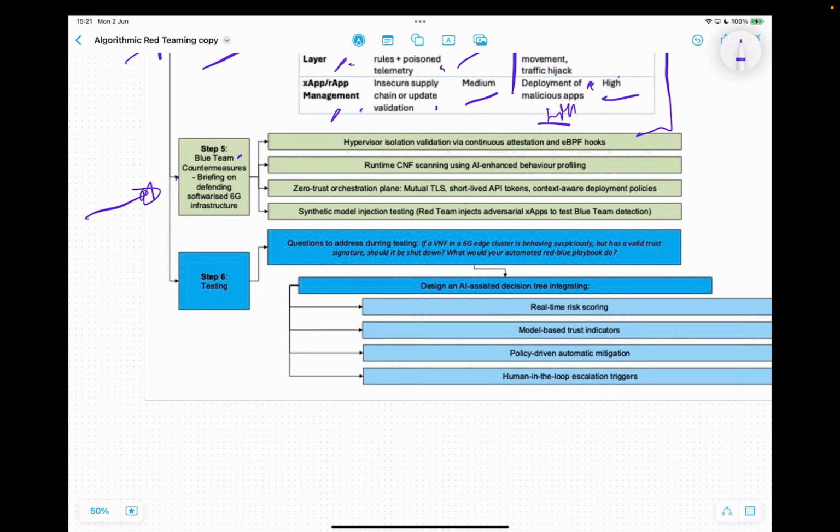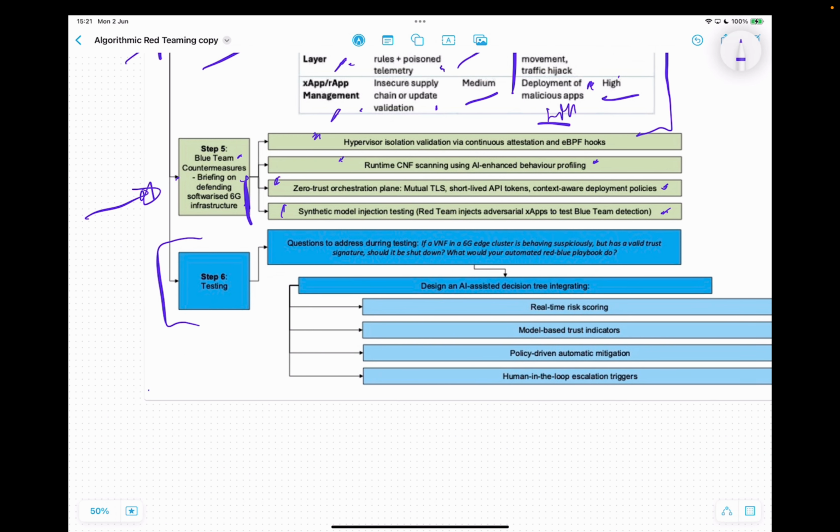So here in the blue team countermeasures, you need to brief on defending softwarized 6G infrastructure. So how do you defend this? That's what the blue team does. So you can recommend, for example, hypervisor isolation, validation via continuous attestation and eBPF hooks. Second would be runtime CNF scanning using AI-enhanced behavioral profiling. Third would be zero trust orchestration plane, mutual TLS, short-lived API tokens, context-aware deployment policies. And last one would be synthetic model injection testing. So the red team injects adversarial xApps to test blue team detection. So it's kind of like a game.